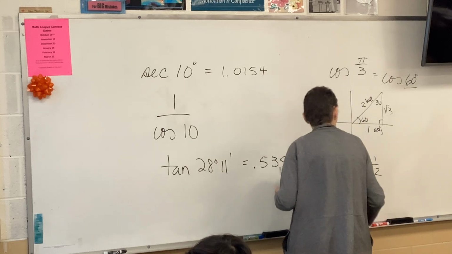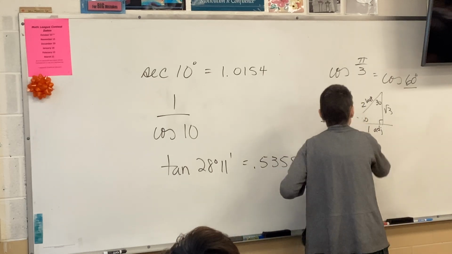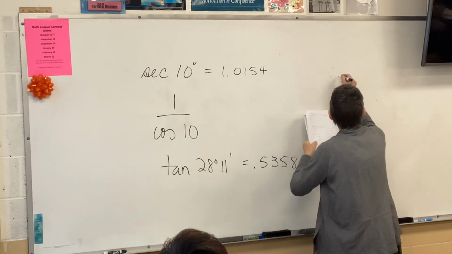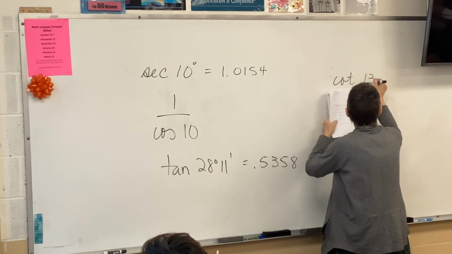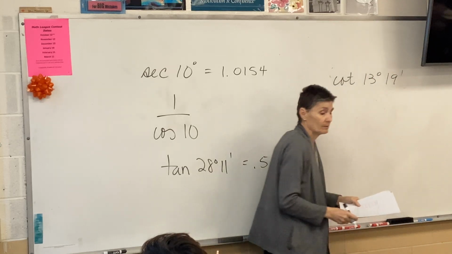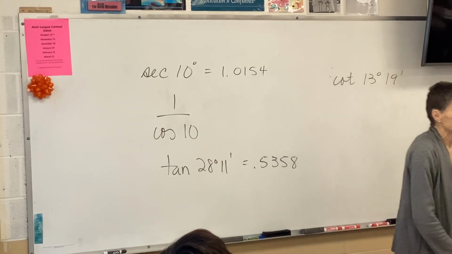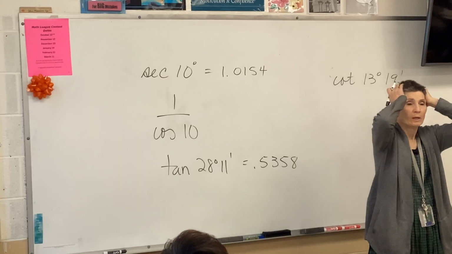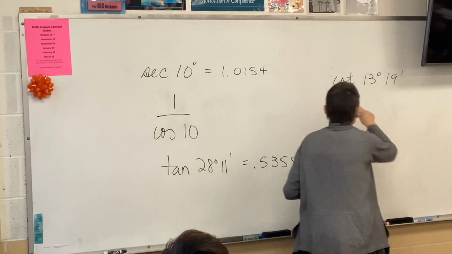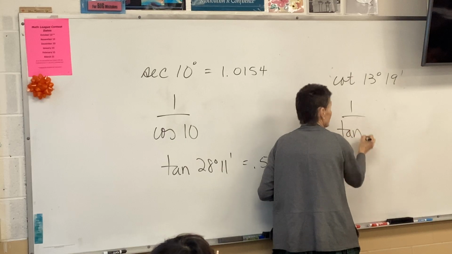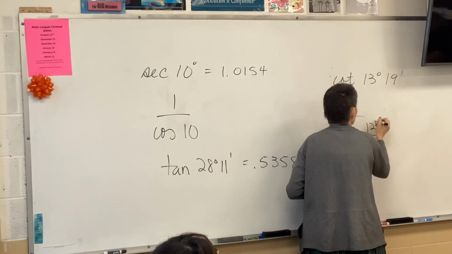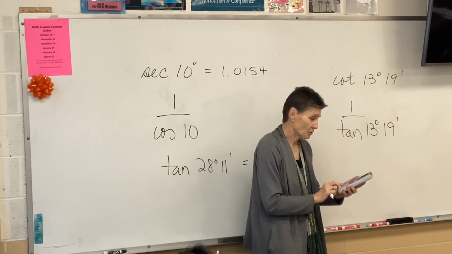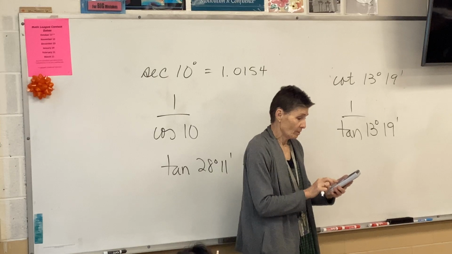E? I'll show you. Alright, let's take a look at E and see what's happening there. Can anybody explain how we're going to do E, because we do not have a cotangent button on our calculator? How are we going to do that? Russ? Bingo. We know that cotangent is 1 over tangent. So we're going to type 1 over tangent 13°19'. Everybody try this and see if you get what you're supposed to get.